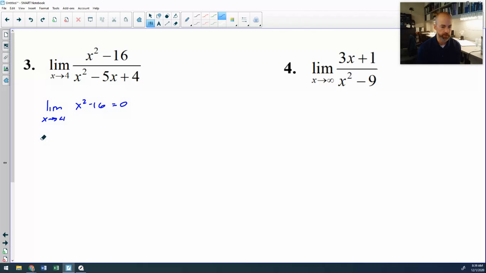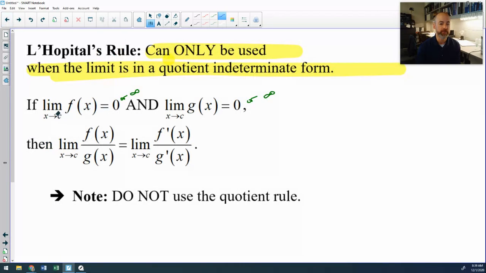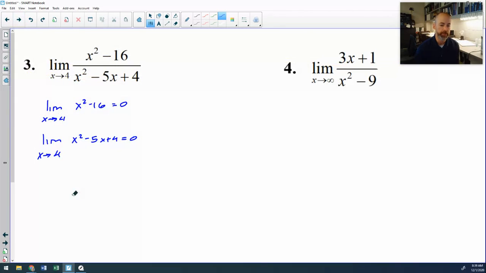So my top is approaching 0. My bottom, limit as x approaches 4 of x squared minus 5x plus 4. If you plug 4 into that, you also get 0. And I have shown that my top and bottom do approach 0, which is the first condition for L'Hopital's rule. You have to show that the top and bottom do approach 0 independently.